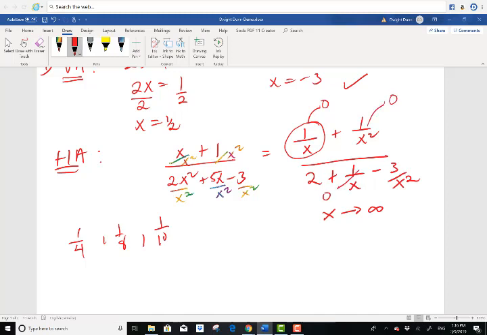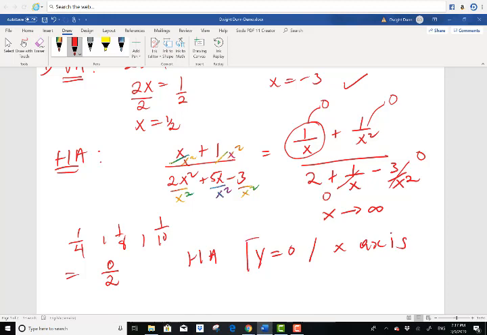This will be approaching 0 as x tends to positive infinity, and this also would be approaching 0. So as a result, what I have remaining is going to be equal to 0 divided by 2. So my horizontal asymptote is simply going to be y equals 0, or in this case, the x-axis. So this is my horizontal asymptote. So that's the situation there to identify the vertical asymptote and the horizontal asymptote.